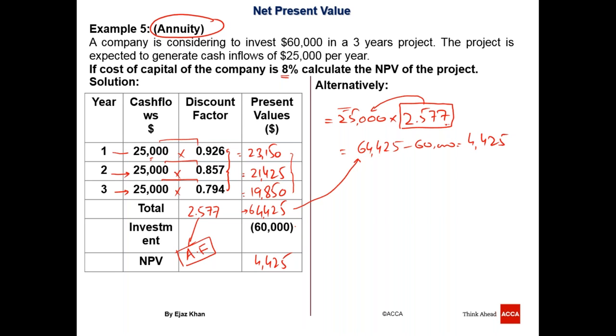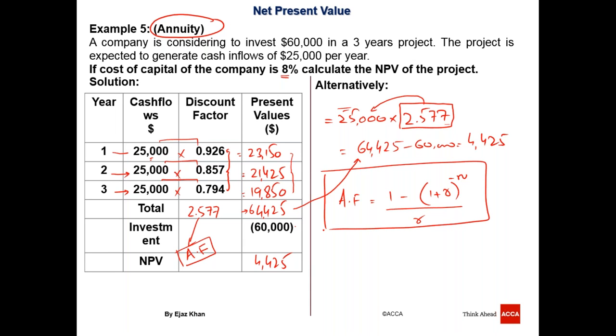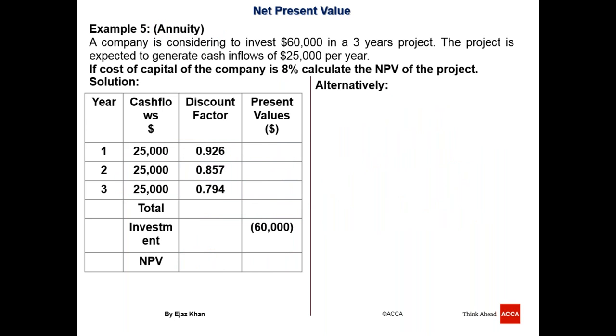Now, from where we are going to get this 2.577? We have a formula for calculating annuity factor, which is (1 minus (1 plus r) raised to the power minus n) divided by r. So we can use this formula for calculating annuity factor. This is one way of getting this annuity factor. The other way of getting the same annuity factor is using the annuity table. Like the discount factor table, we have a table which shows the sum of the discount factors called annuity factor table.